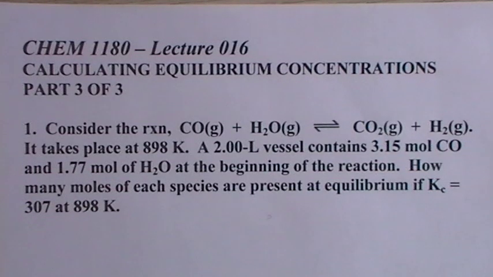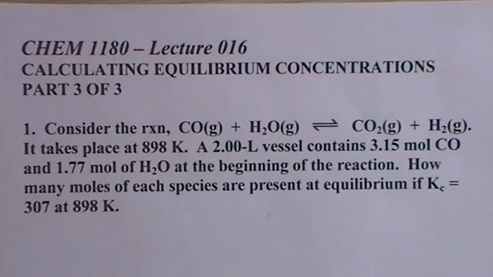Okay, lecture 16, the last of these equilibrium concentration problems for the chapter. All right, now let's read it through. Consider the reaction given here takes place at 898 Kelvin. A 2-liter vessel contains 3.15 moles of CO and 1.77 moles of water vapor at the beginning of the reaction. How many moles of each species are present at equilibrium?